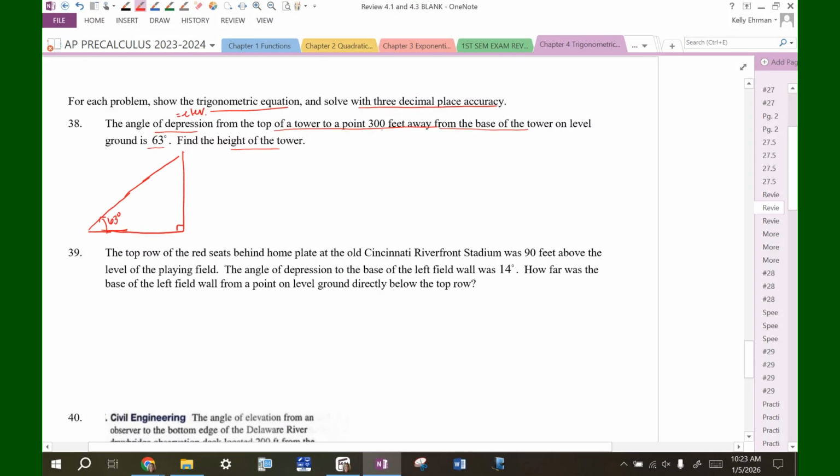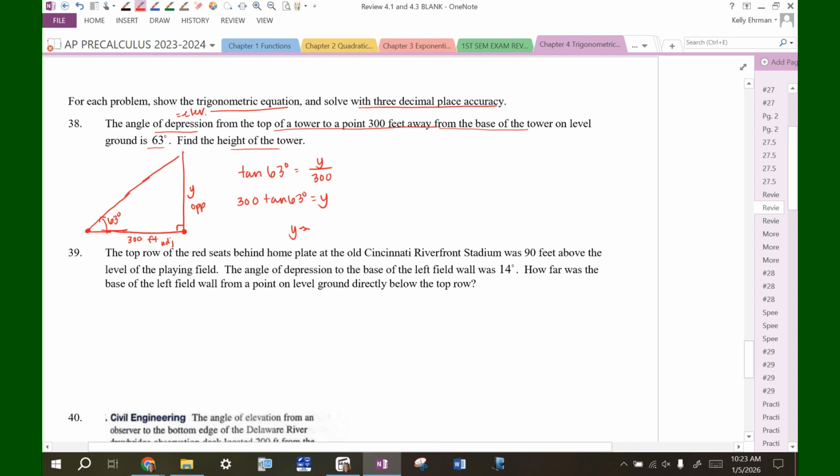This is the angle from a point 300 feet away from the base of the tower. So a point on the ground to the bottom of the tower is 300 feet. Find the height of the tower. I'm going to call that y. I have opposite and adjacent, so I need to use tangent of the angle equals opposite over adjacent. To solve for y, it would just be 300 times the tangent of 63 equals y.